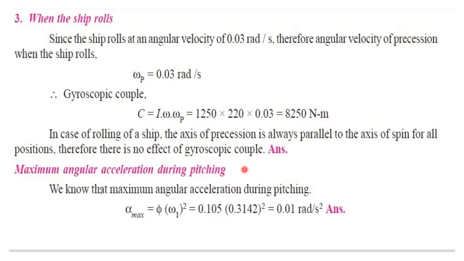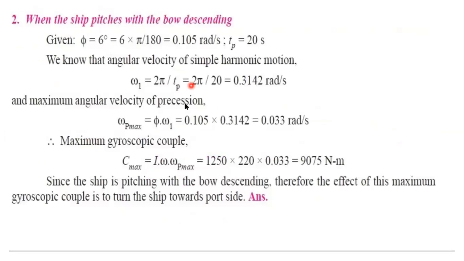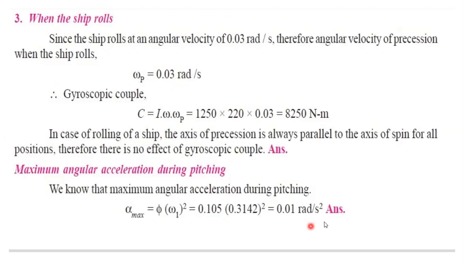And maximum angular acceleration during pitching, so this is the formula. Maximum angular acceleration can be represented as alpha max, which is phi into omega 1 squared. Omega 1 we got already, so just substitute the value, and the phi value we already know. Actually, from the previous case, the phi value we have determined, right? So just substitute that, and you'll be getting radian per second square. So just make a note of the unit alone: radian per second square. In the second problem, the turbine.